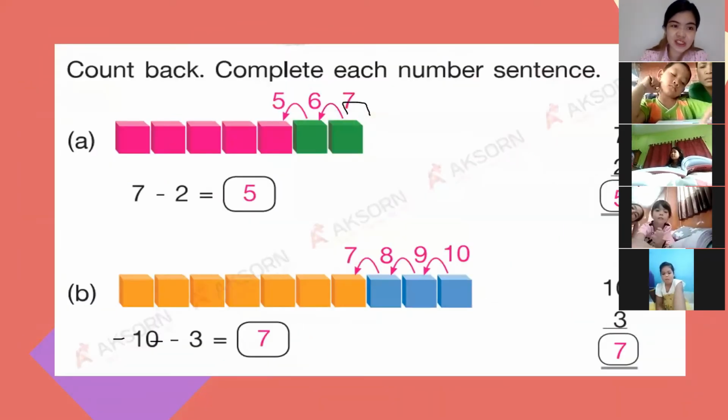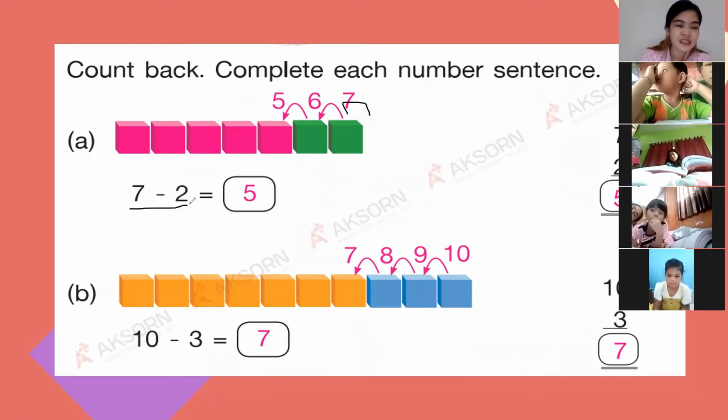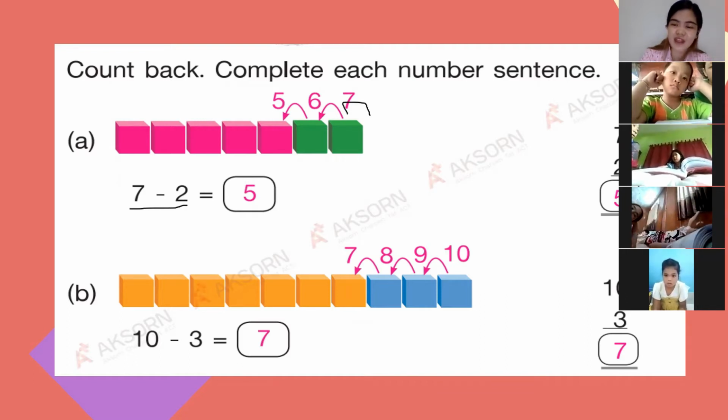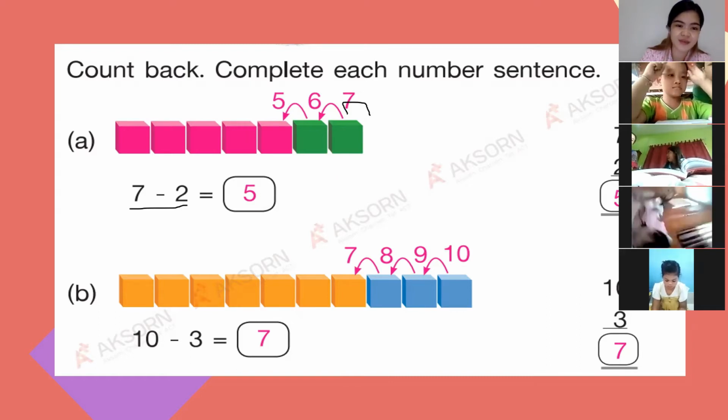Do and Learn. So this one is Do and Learn. We're going to complete each number sentence. So when we say number sentence, this is the number sentence. So 7 minus 2 is equal to 5. And then when we put it in vertical format, 7 minus 2 is equal to 5.